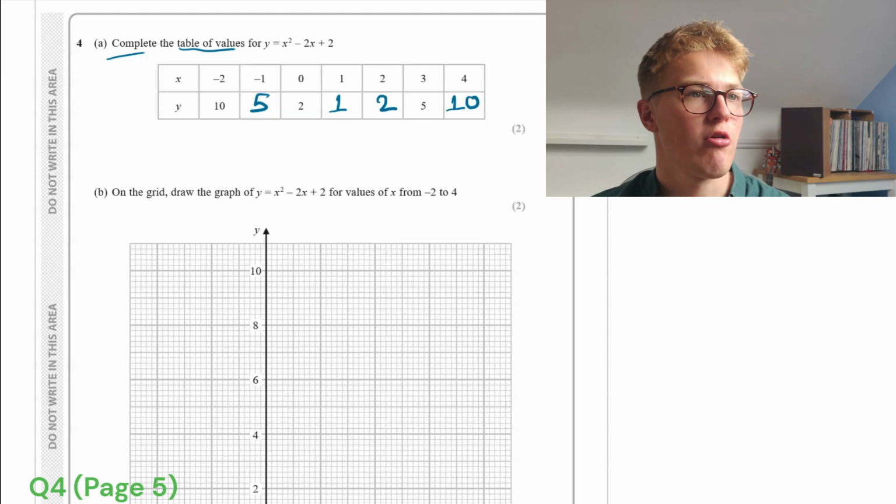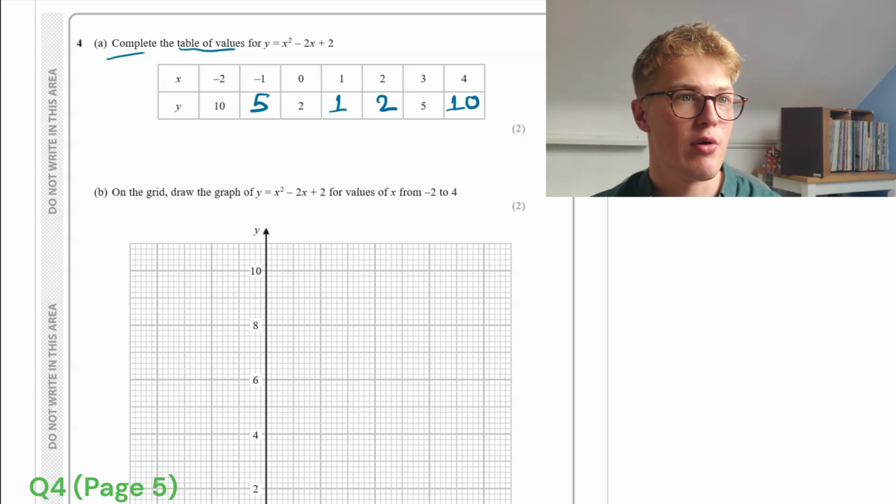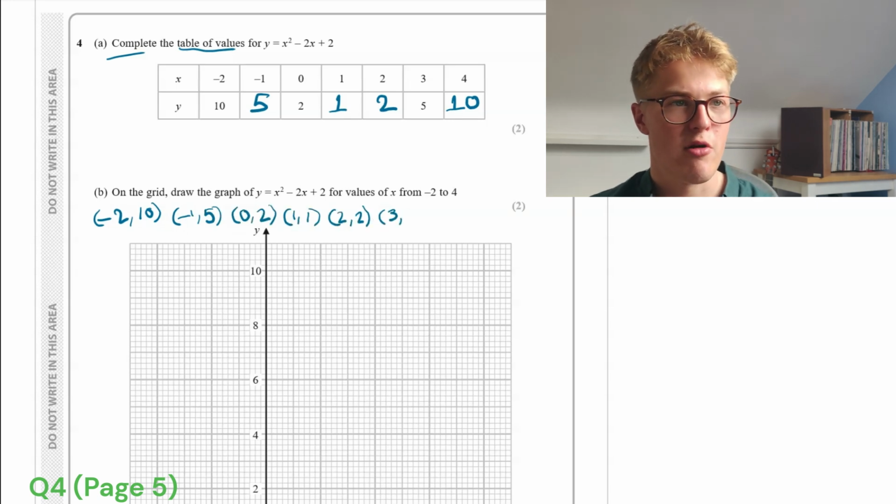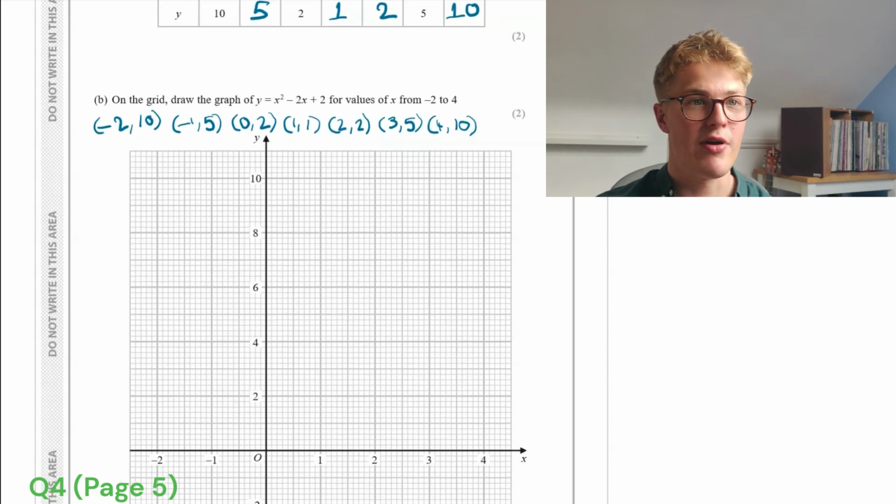On the grid, draw the graph of y equals x squared minus 2x plus 2 for values of x from minus 2 to 4. Using the table of values we found in part A, we're going to write this down in terms of coordinates. So we have (minus 2, 10), (minus 1, 5), (0, 2), (1, 1), (2, 2), (3, 5), and (4, 10).